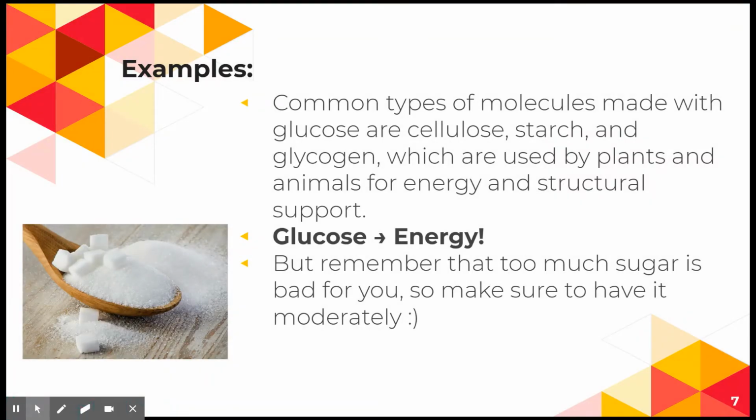Common types of molecules made with glucose are cellulose, starch, and glycogen, which are used by plants and animals for energy and structural support. The main thing to remember here is that glucose makes energy. But remember that too much sugar is bad for you, so make sure to have it moderately. Just because glucose is energy doesn't mean that you should eat a lot of it.